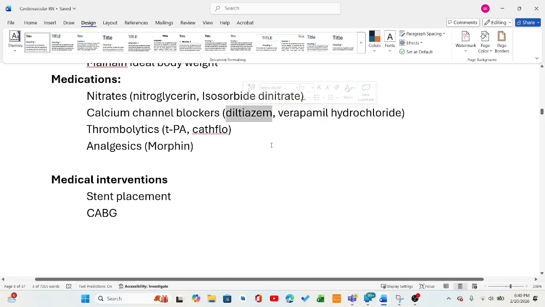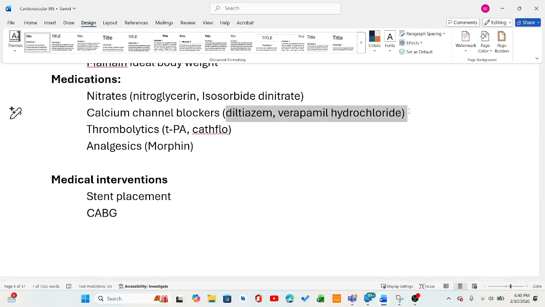The most common ones that we use are diltiazem and verapamil hydrochloride. So please take note of your first two calcium channel blockers that are used in controlling angina. Diltiazem, verapamil, these are the two things. They will dilate the blood vessels and also the coronary artery blood vessels and also stop the spasm.